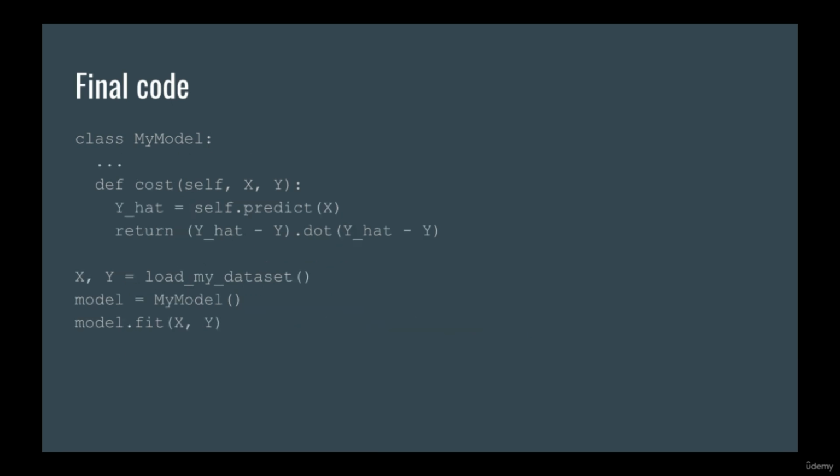Here is the second part of the code where we actually create an instance of the class and then use it. I've also included the squared error cost function just for completion's sake.